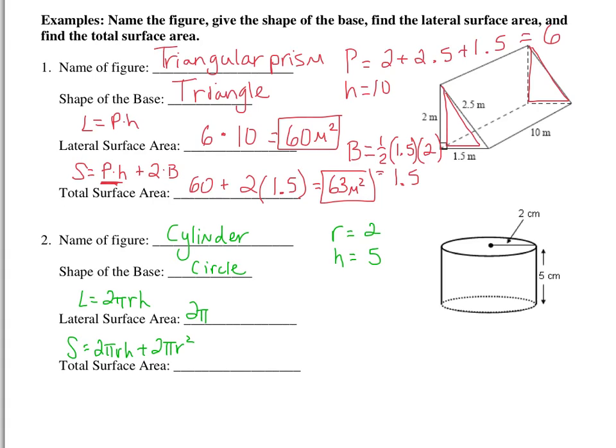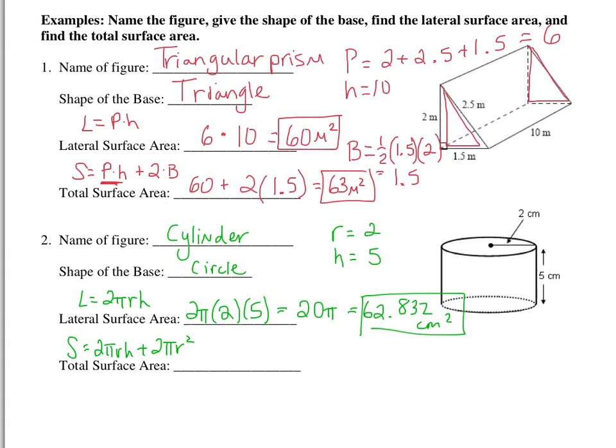So 2 times pi times the radius times the height. And I want you to first start writing it in with the pi symbol with it. So 5 times 2 is 10, so this is 20 times pi. And then when I type that in the calculator, I get 62.832, and this would be centimeters squared.